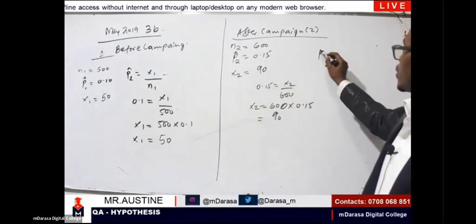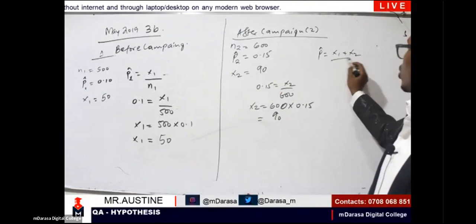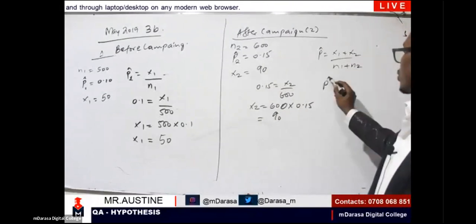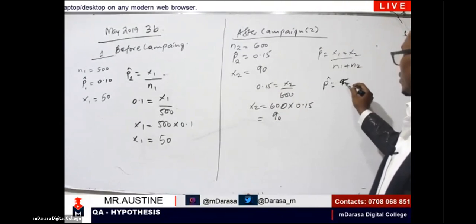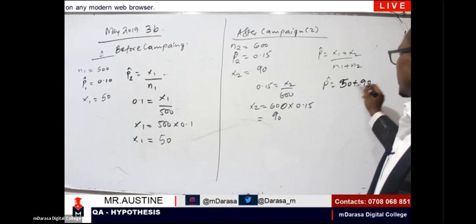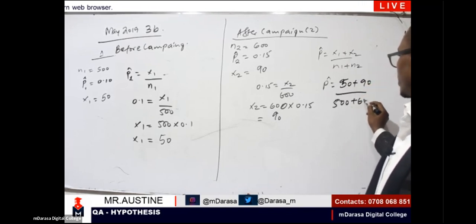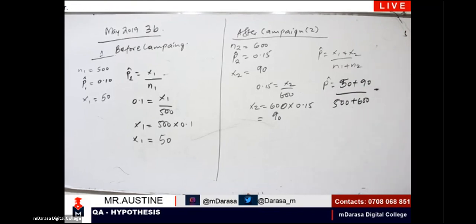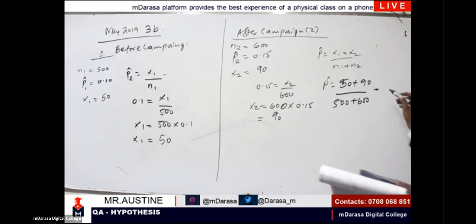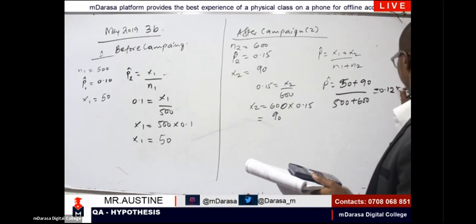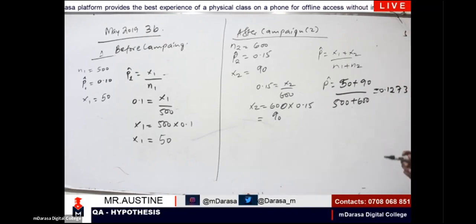So let's find P. X1 plus X2 over N1 plus N2. So this P should be 50 plus 90 over 500 plus 600. We find it to be what? We get 0.1273.